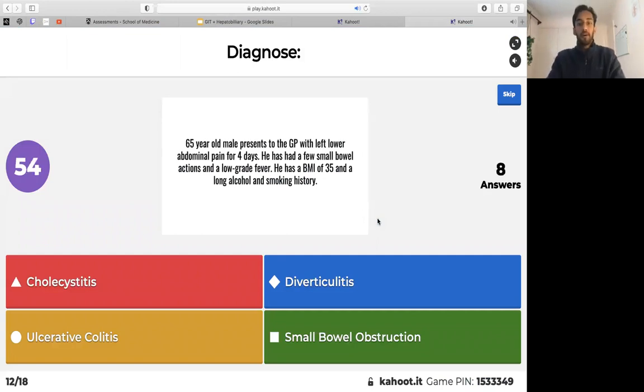Left lower abdominal pain, few small bowel actions, low-grade fever.